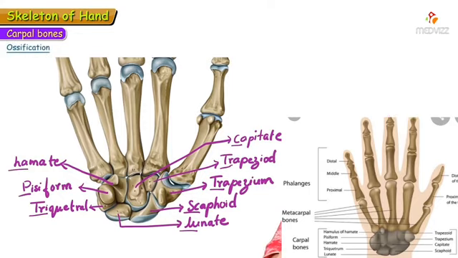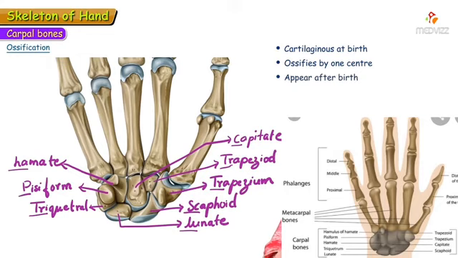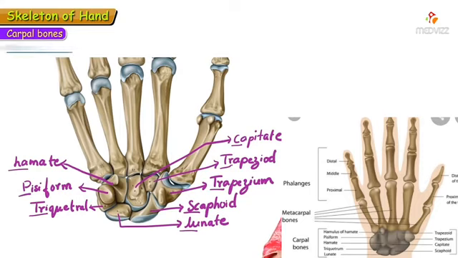Ossification of the carpal bones: all these bones are cartilaginous at birth. Each carpal bone ossifies by one center and all the centers appear after birth. So there are no primary centers for carpal bones. Capitate is the first bone to ossify and the pisiform is the last bone to ossify among the carpal bones. Let us discuss the clinical aspect of carpal bones.